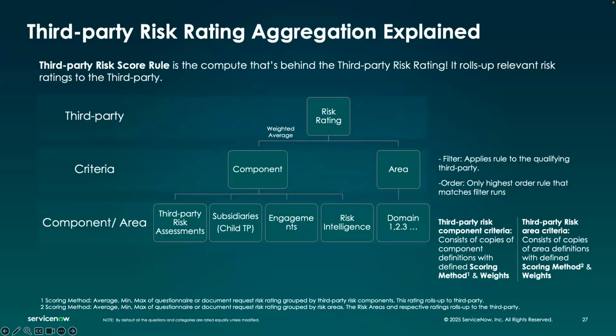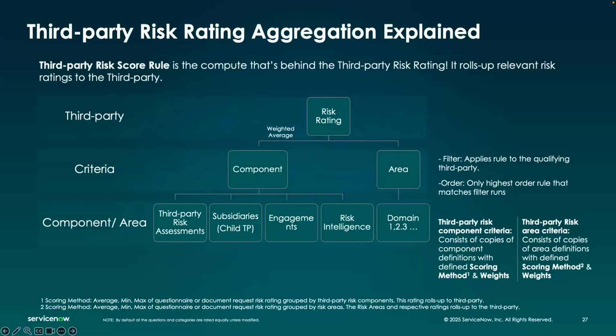On the other hand, we have risk area criteria, which brings domain level context to the calculation. These criteria allow us to interpret third party risk by domains like security, compliance, financial, or resilience, and configure how much influence each domain has via weights and the aggregation logic using min, max, or average of domain level risk ratings.